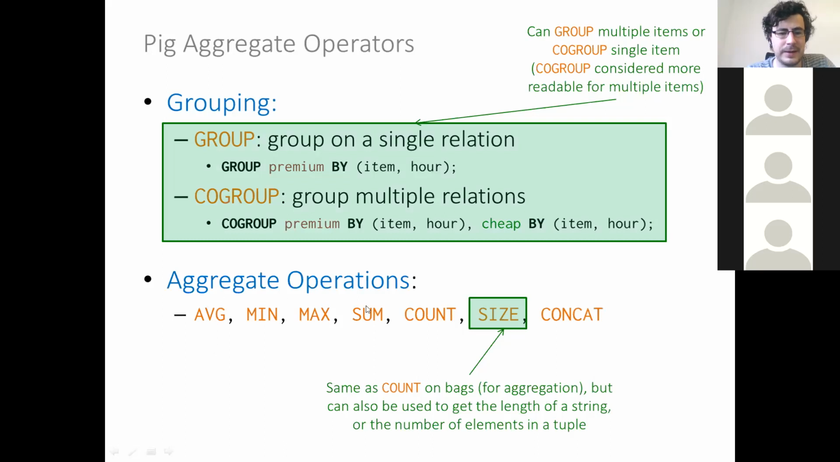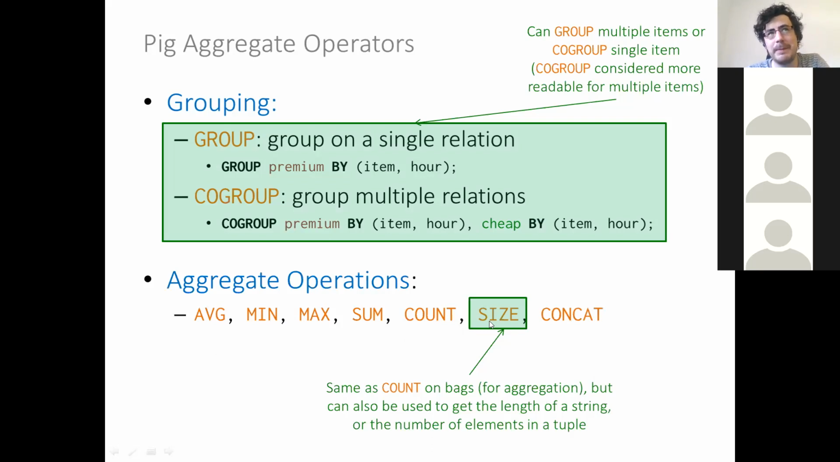So we then have aggregate operators, like you would know from SQL, such as take an average over the bag of values from the tuple, take the min, the max, the sum, the count, the size, or concat. So what's the difference between count and size?